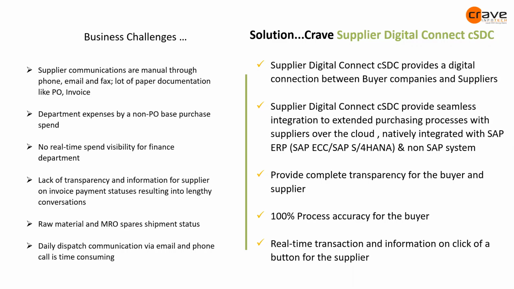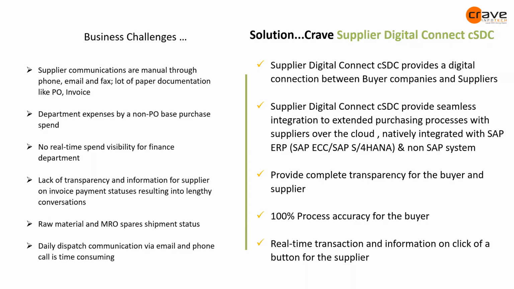We also need to know when the raw material is arriving, what its status is, and where the raw material is, or even the spares, because that's holding your production, that's holding your maintenance, and that has direct implications on your outcome, which we can take completely away with this application. And of course, daily dispatch communication via email and phone takes a lot of time. We can reduce that.